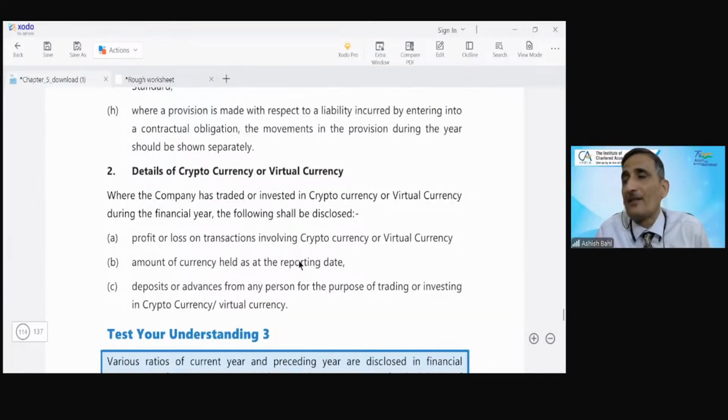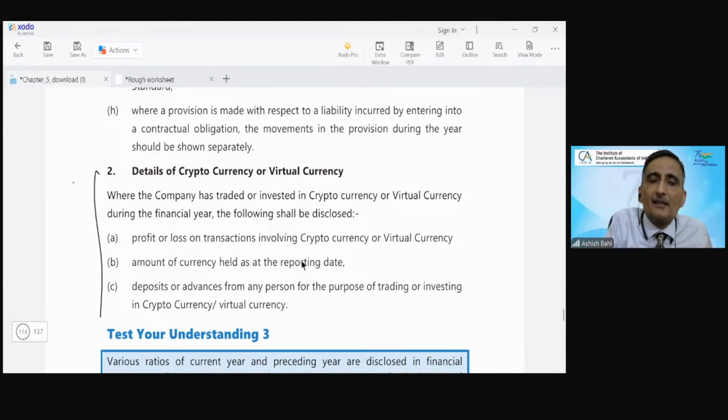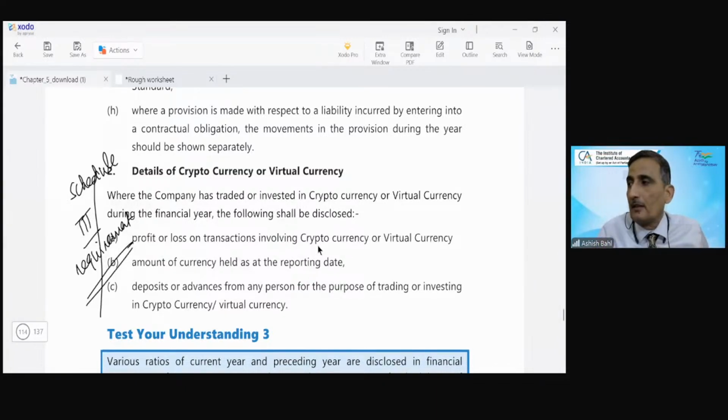Details of cryptocurrency. In respect of cryptocurrency also, these details have to be provided, like the profit or loss made on transactions involving crypto, and the amount of currency held as at the reporting date. So these are again Schedule 3 requirements, which you have to remember. Okay.